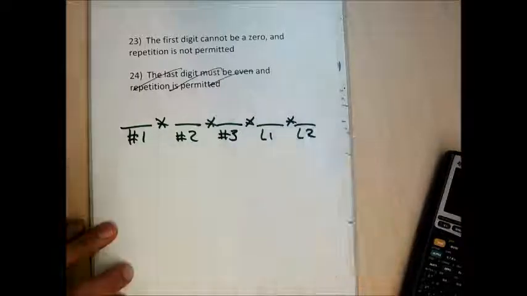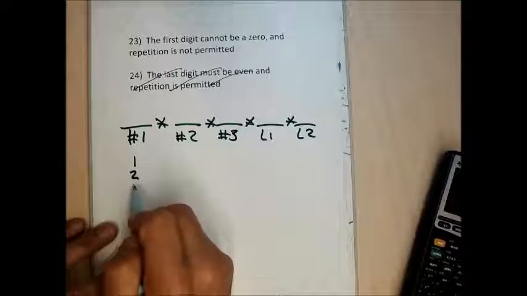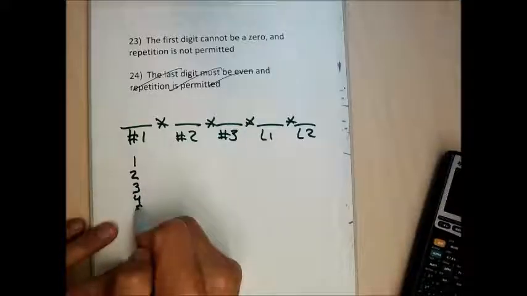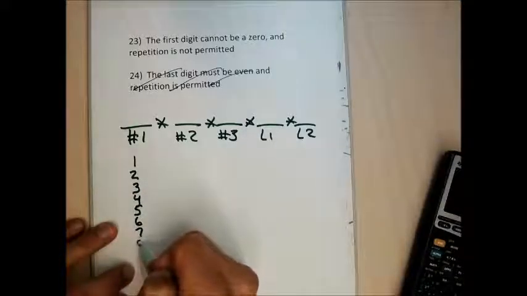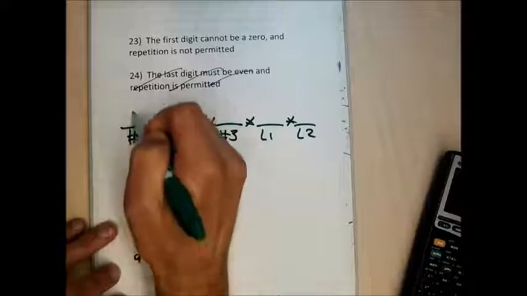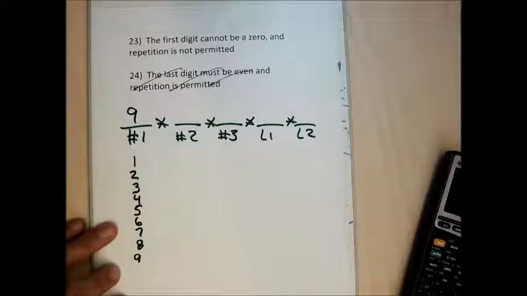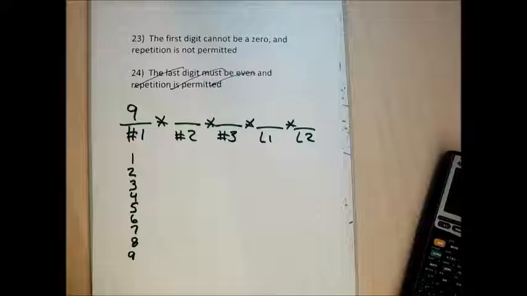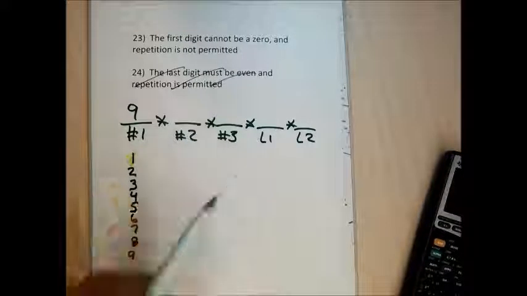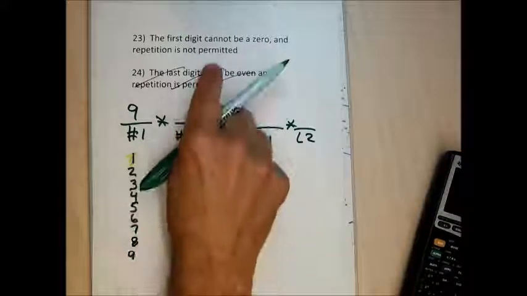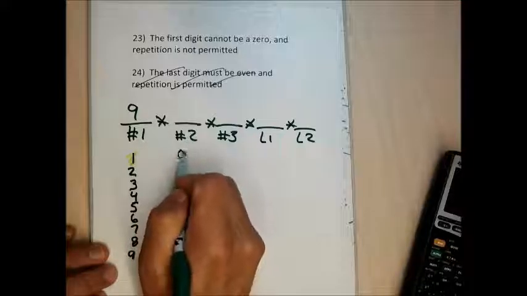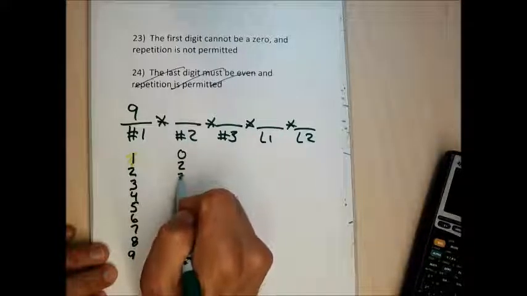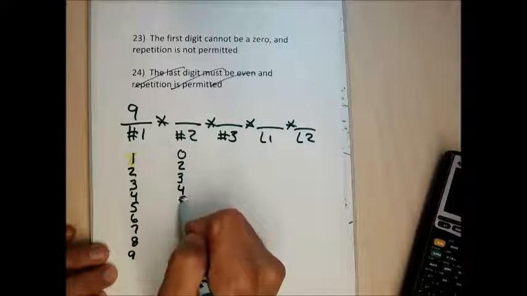The first digit can't be a 0 and repetition isn't permitted. So this says the first digit can only be the numbers 1 through 9, and there's going to be 9 choices. It can't be a 0 for whatever reason. So I picked one of these numbers. Let's just pretend I picked the number 1. Since repetition isn't permitted, for my second digit, I have to lose the number that I picked.